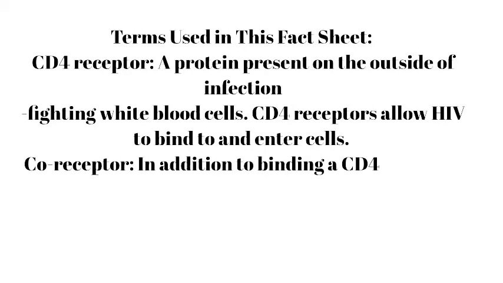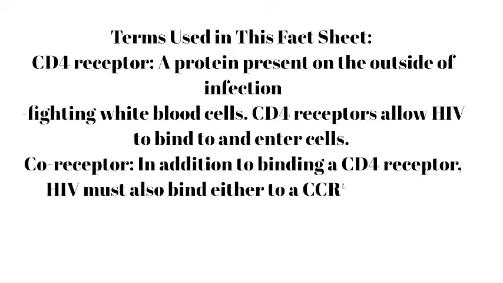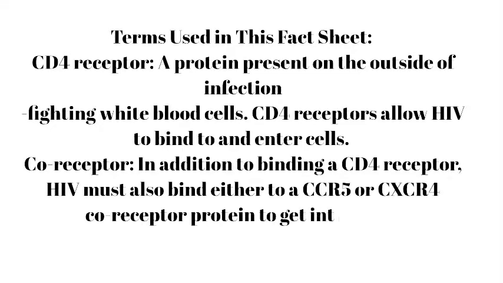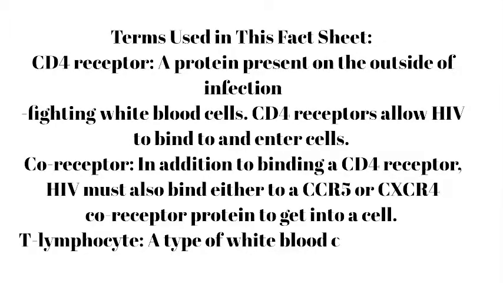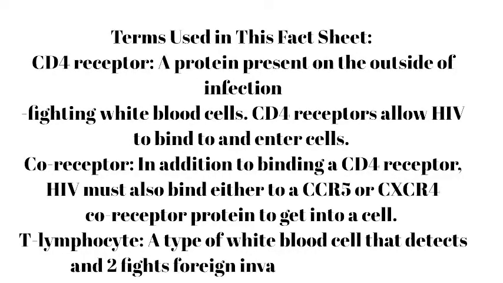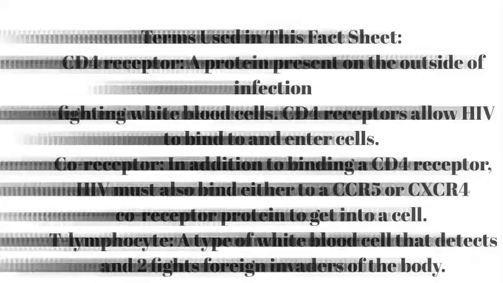Co-receptors. In addition to binding a CD4 receptor, HIV must also bind either a CCR5 or CXCR4 co-receptor protein to get into a cell. T lymphocyte. This is a type of white blood cell that detects and fights foreign invaders of the body. So these are some of the terms that we are going to use within this discussion.